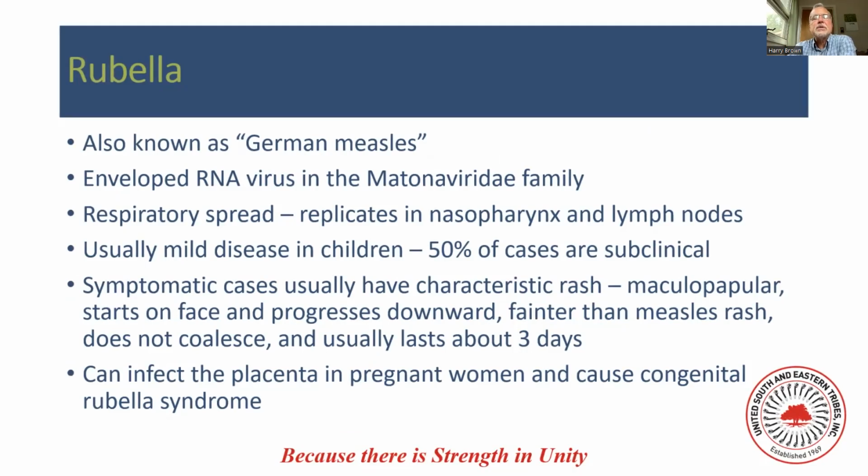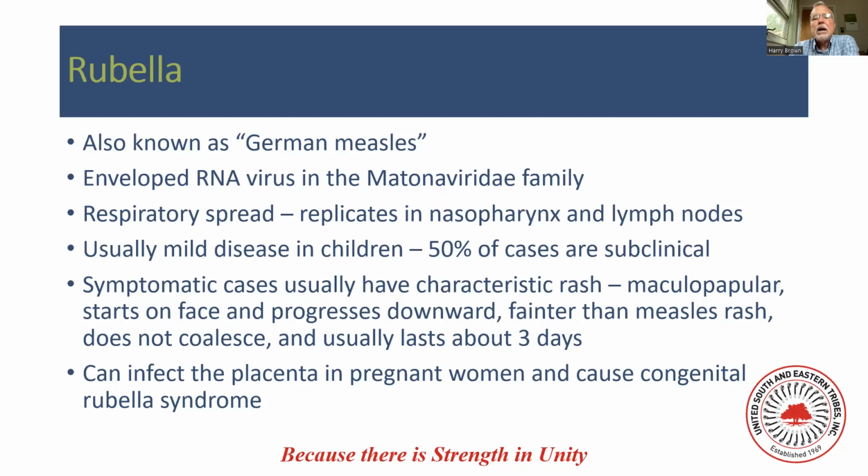Rubella, another viral disease known as German measles. It's an RNA virus spread again through respiratory droplets, replicates in your upper airway and lymph nodes. It's really a pretty mild disease, honestly. Half the cases don't have any symptoms. The other half get this rash that lasts for about 3 days. It looks a lot like the measles rash, but it's not as brilliant and it doesn't coalesce. The problem with rubella is that if a pregnant woman gets it, especially in the first trimester, it can cause something called congenital rubella syndrome.